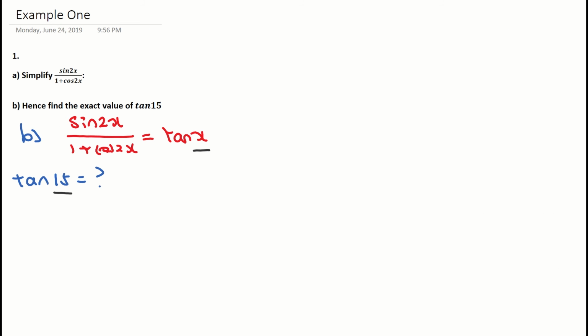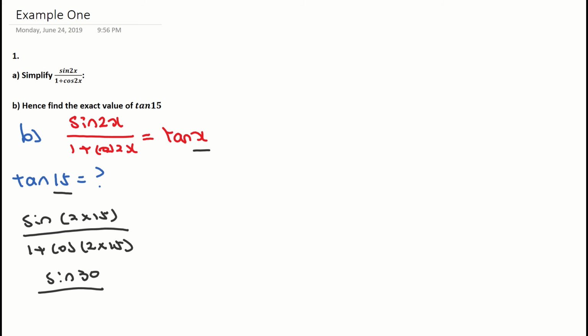In B, we're asked to find the exact value of tan 15. In this question, we're given an input of a tangent function, and this is almost identical to the result we got from part 1, tan of x. Since we know tan of x equals sine of 2x divided by 1 plus cosine of 2x, we can substitute 15 into both sides. Now we see that tan of 15 equals sine 2 times 15 divided by 1 plus cosine of 2 times 15, which can be rewritten as sine of 30 divided by 1 plus cosine of 30, since 15 multiplied by 2 is 30.